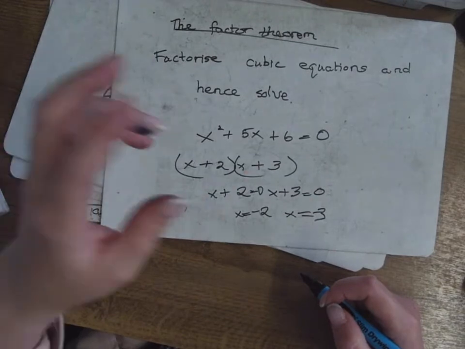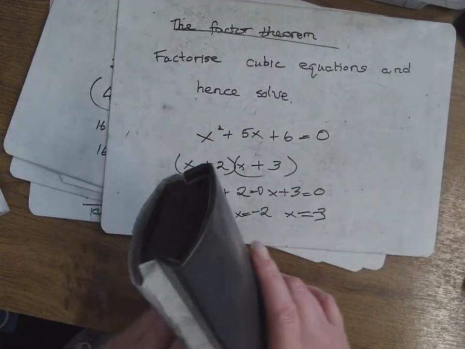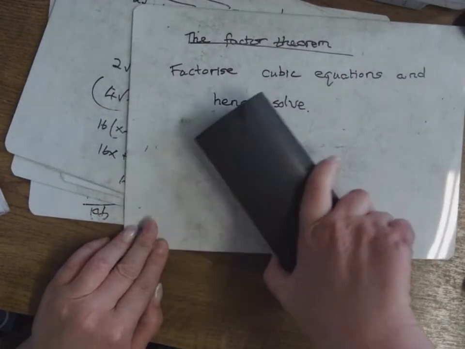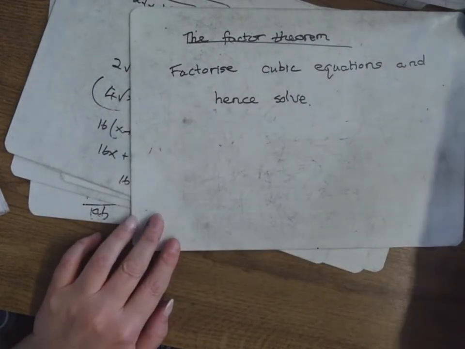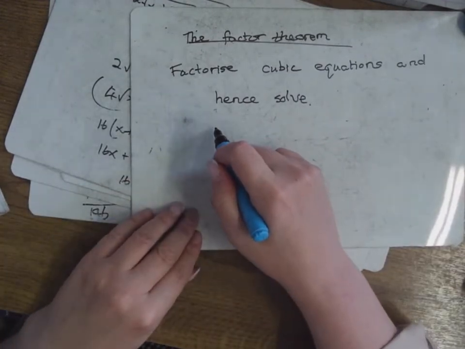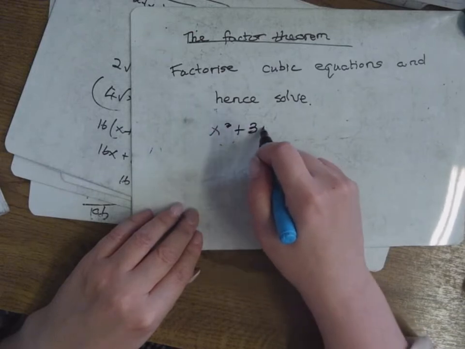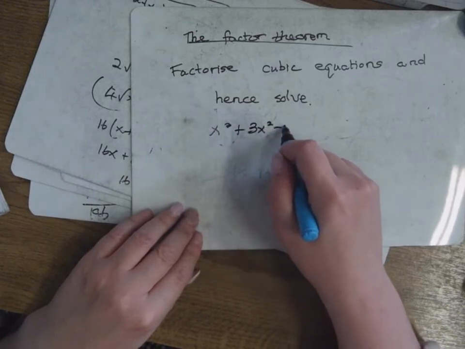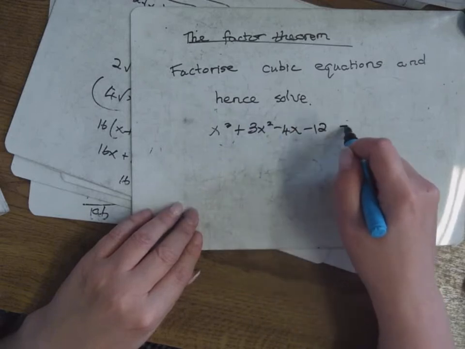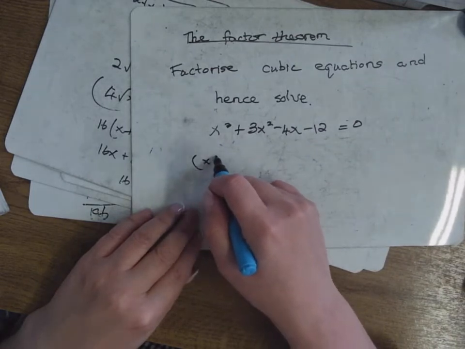Familiar? Yes. Right, okay, we're going to do the exact same thing with a cubic equation. So if I had a cubic equation, for example, x cubed plus 3x squared minus 4x minus 12 equals 0, I'm going to solve that, and I'm going to say the factors are that.